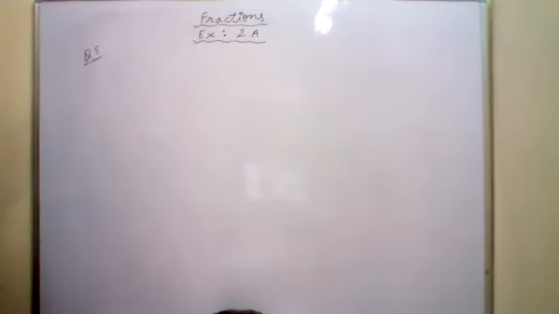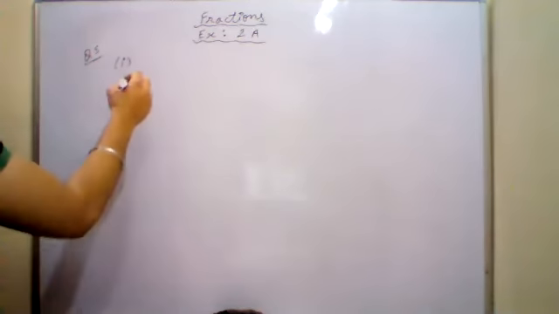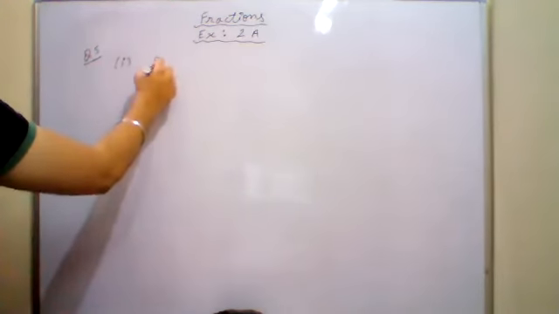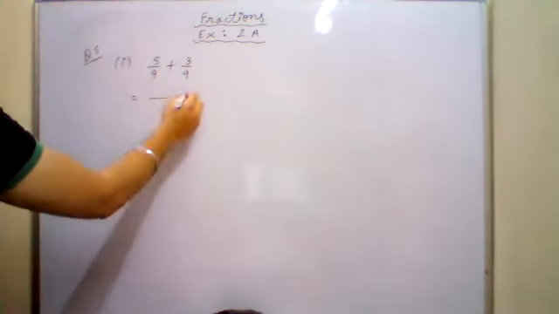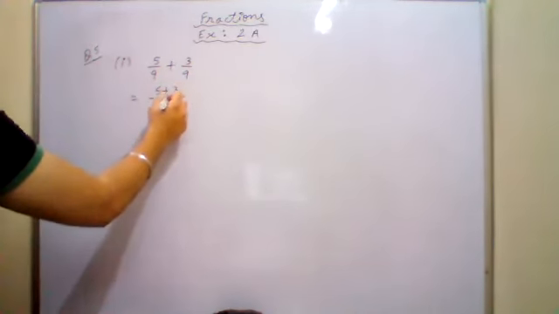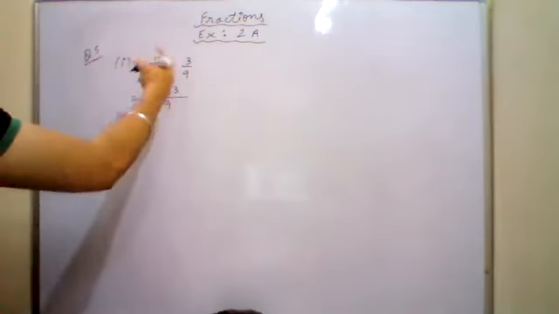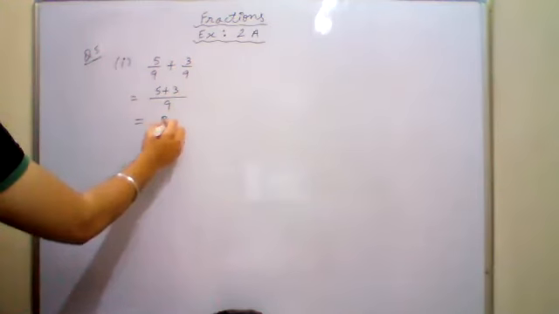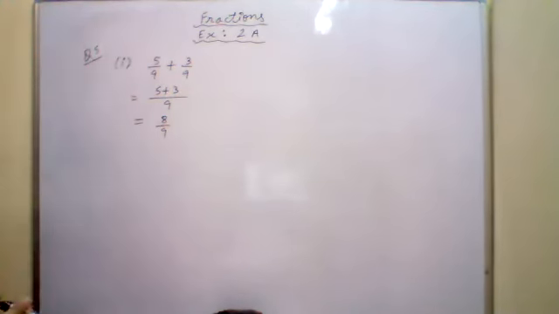Find the sum of these fractions. First part, 5 upon 9 plus 3 upon 9. So here you can see the denominators are already same. So you can directly add the numbers 5 plus 3. Whenever the denominators are same, you can directly add the numerators. So 5 plus 3 is 8 upon 9. You have done this in your previous classes also, class 5 and class 6 maybe.